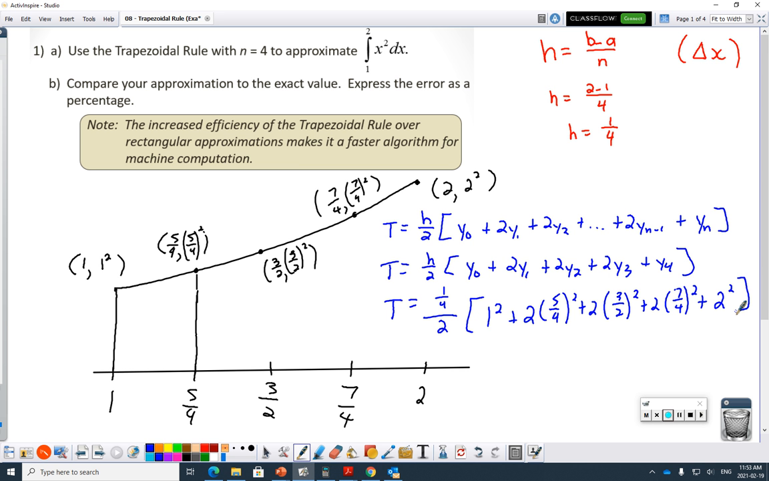2 of all the y values except the endpoints. The endpoints we only get once. Well, I'm going to try and do a lot of this in my head just to try and stay young here. 1 plus, let's see, 25/16 times 2 is 25/8. And 9/4 times 2 is 9/2. And then 49/16 times 2 is 49/8 plus 4.